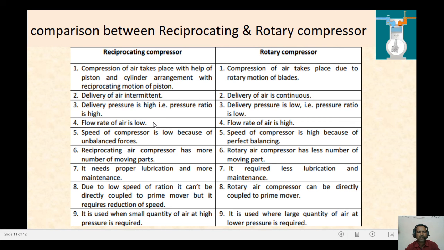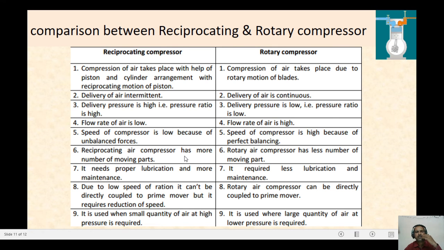The flow rate of the air is low in a reciprocating compressor, and the flow rate of the air is high in a rotary. This is very important. Due to the unbalanced force, the speed is low in a reciprocating compressor. In a rotary compressor, the rotary elements are very few and all the elements are perfectly balanced, so we can maintain a high speed. That is, the balancing is perfect in a rotary compressor and unbalanced in a reciprocating compressor.